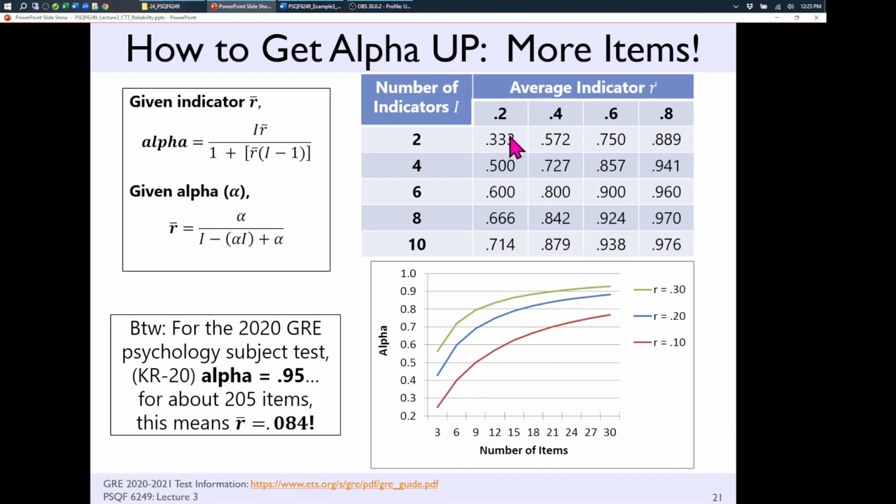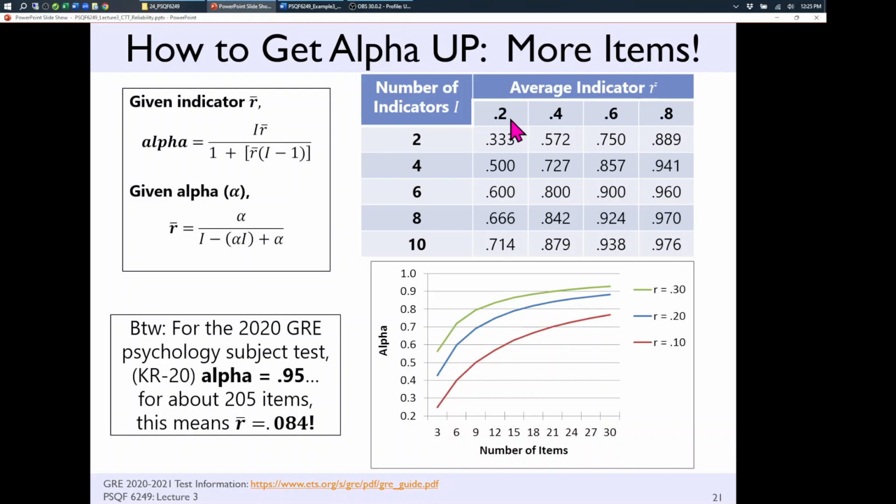It's pretty easy in practice to get a decent alpha if you have enough items. During class, I surveyed folks and asked what the standard is for a good enough alpha in each of your fields. I think 0.8 is what I see most commonly. Other people said 0.8. A few folks said 0.7 or even 0.6 can be acceptable. You can get to 0.6 or 0.7 pretty easily if you have only 8 items and the items have an intercorrelation on average of 0.2.